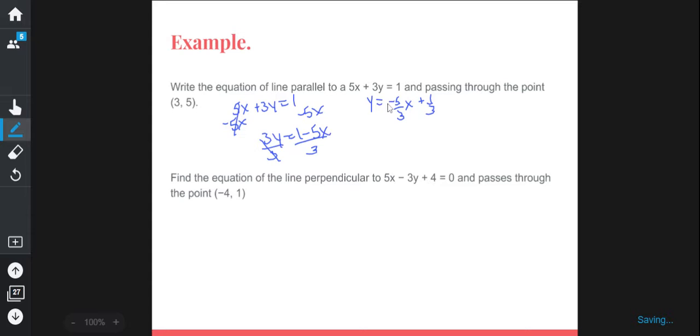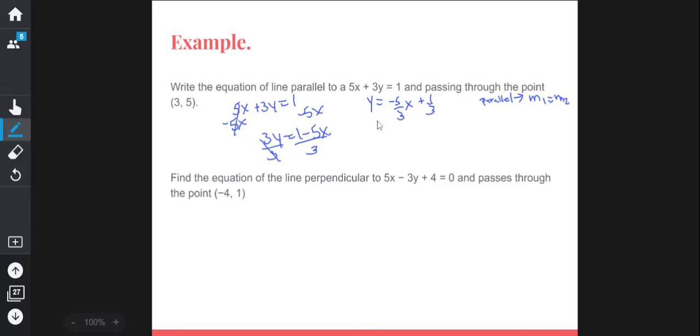Now I can clearly see that my slope is negative 5/3. Now I know I want my line to be parallel. So I remember parallel means that my slopes are equal. So slope 1 equals slope 2. That's clear. So I know in my new line, my slope is going to be equal to negative 5/3, the one that I just found.